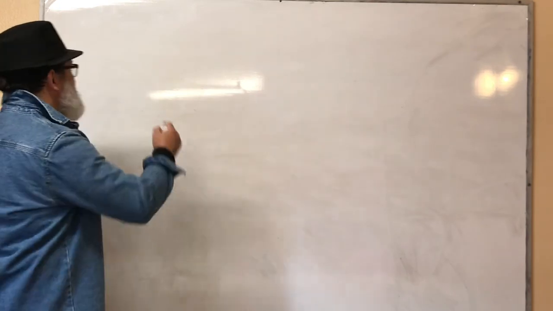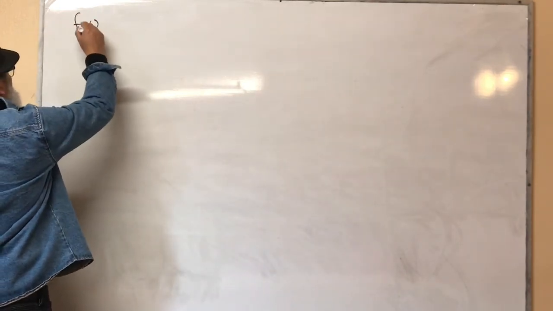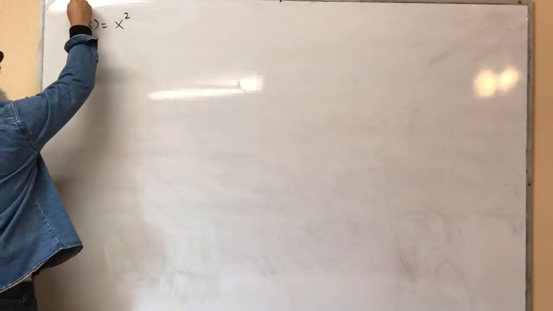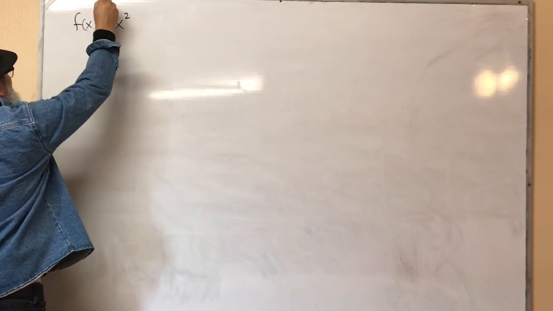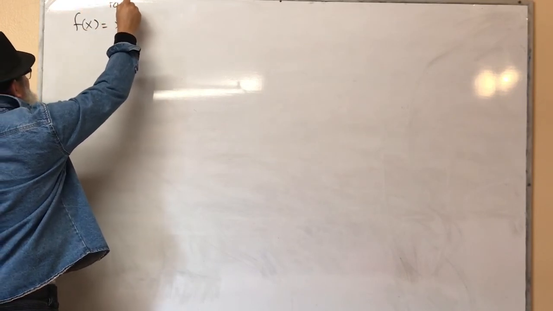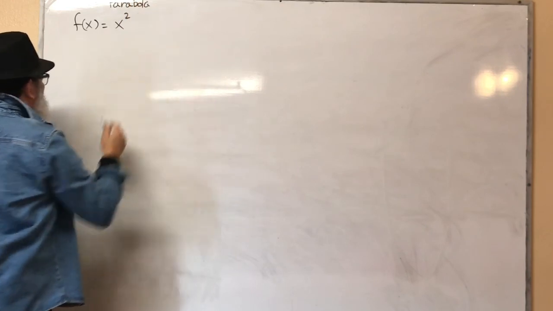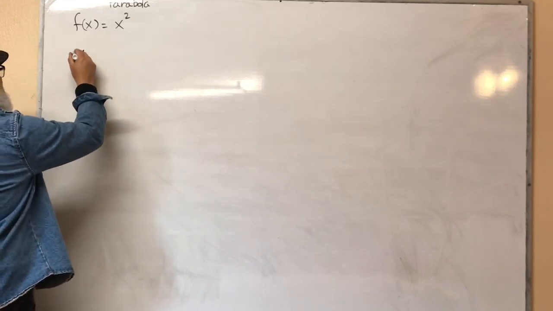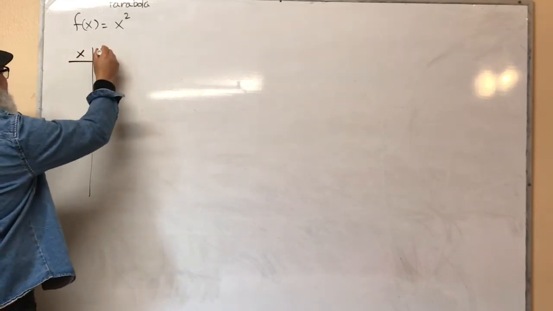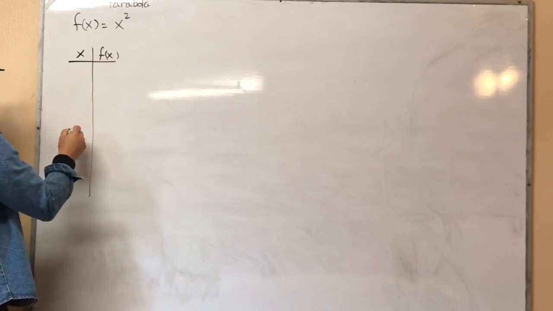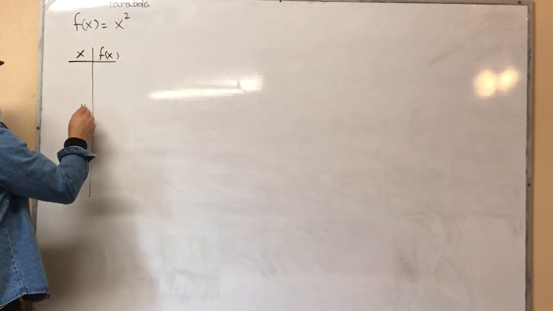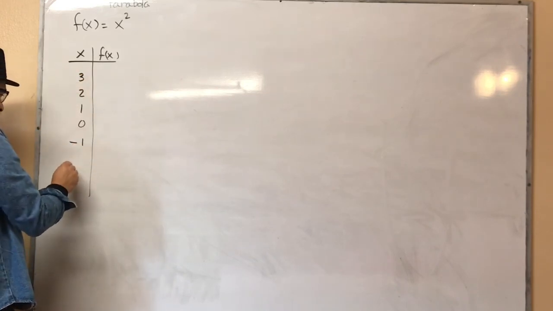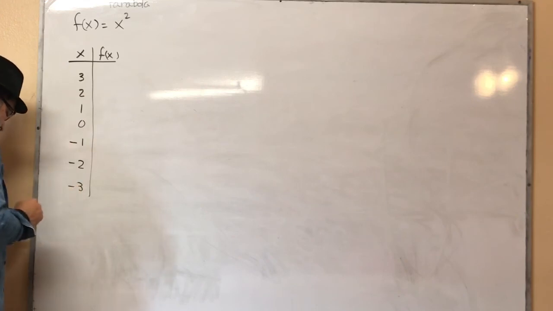The basic parabola is this: f of x equals x squared. This is the basic parabola. We can graph the basic parabola. Let's make a table. X and f of x. Let x be 0. Let x be 1, let x be 2, let x be 3. Let x be -1, -2, and -3. Okay?